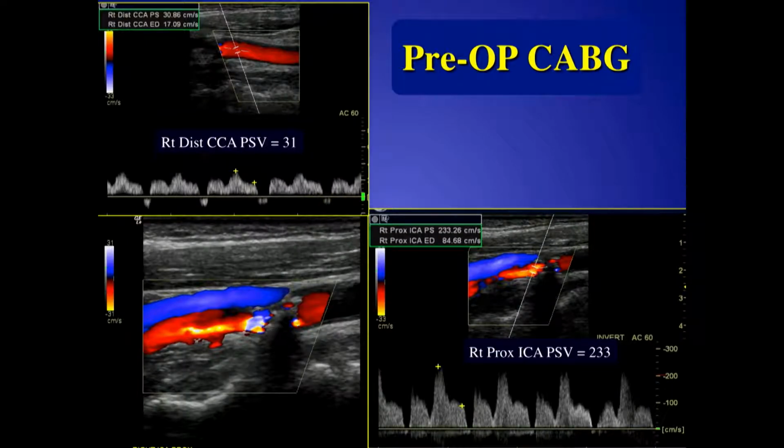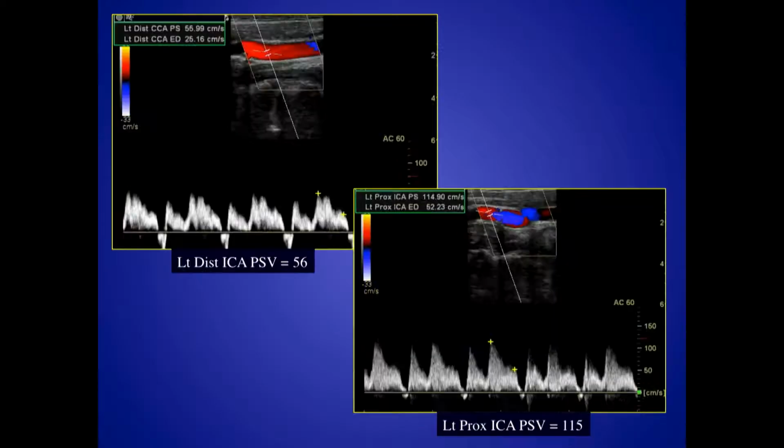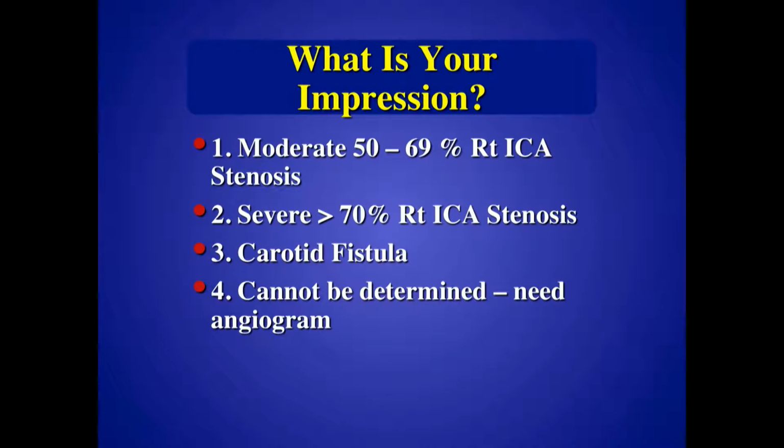So how are you going to grade this? Distal common is 31, ICA is 233. Is it a 50 to 69? A greater than 70%? Do you think there's something else going on, like it could be a fistula? Or you can't determine it, you need to get a correlative study.